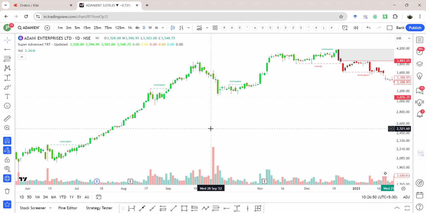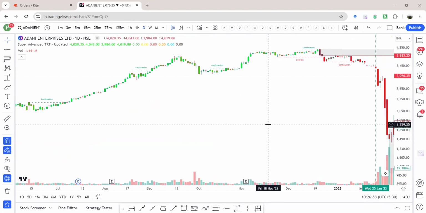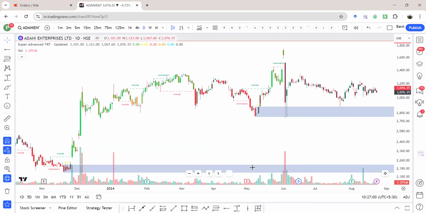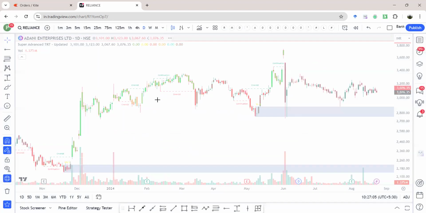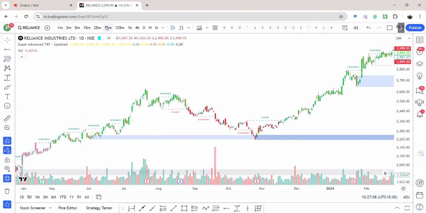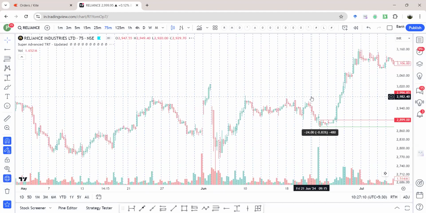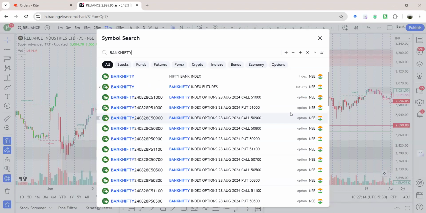Sometimes when market is favorable, they make very big profits. But when markets are not favorable, they make very big losses. To avoid this, what can we do? I use this thing. I will tell you. Suppose I am taking trades with Reliance on 75-minute charts, maybe. Or we'll go to Bank Nifty.